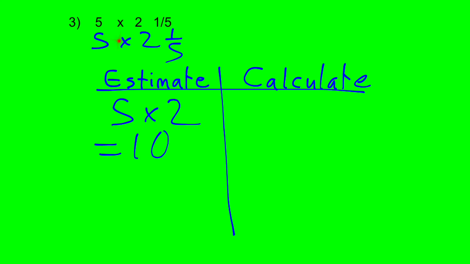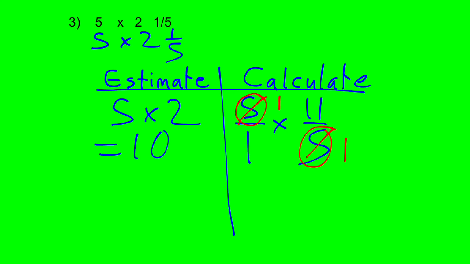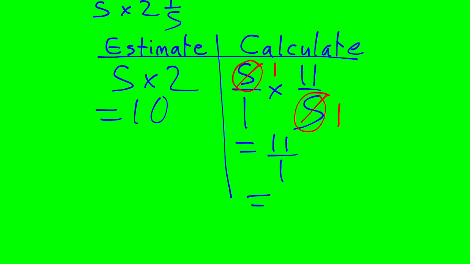To calculate this, I need to make improper fractions. Well, 5, we know, can be written as 5 over 1. And 2 1/5, I will do 5 times 2 is 10, plus 1 is 11 over 5. Look for those diagonal numbers to simplify. Right there, 5 and 5 will both divide by 5 to give an answer of 1. And 11 and 1 are already simplified, so all I have left are 1 times 11 and 1 times 1. That's equal to 11 over 1, or even better, just 11.